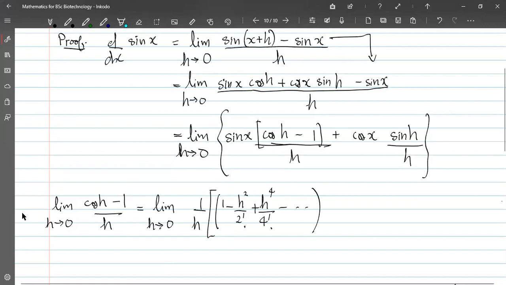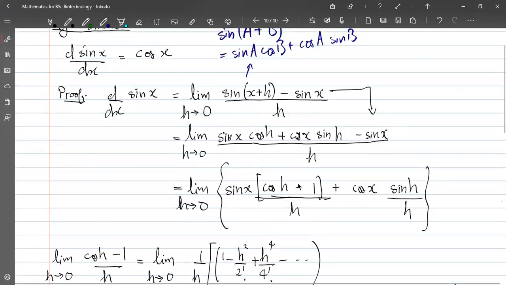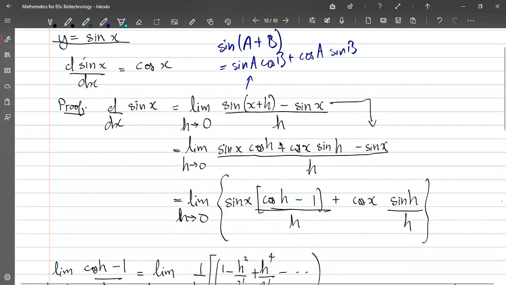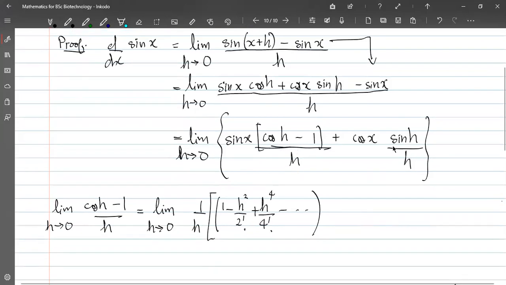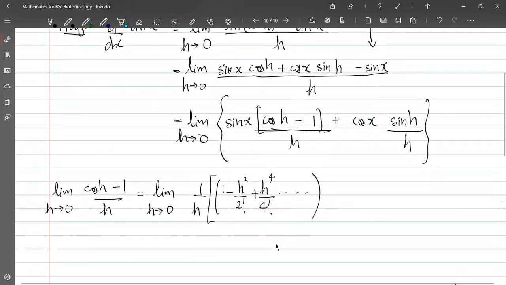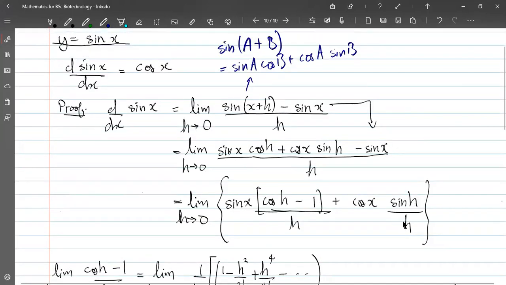You want me to repeat? Okay. See, we have reduced this limit to this, or expanded rather. You can recognize that there are two separate limits here. One is cos h minus 1 by h, and another is sin h by h. The x is constant, so sin x and cos x are constant. What matters is this part. So we are finding this, we already know. This is going to be 1.